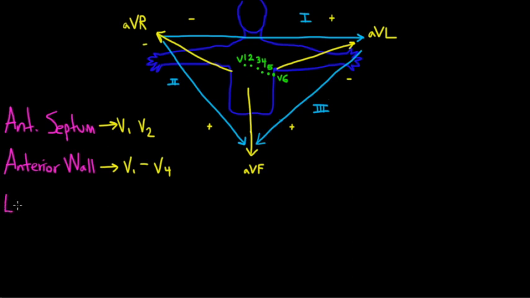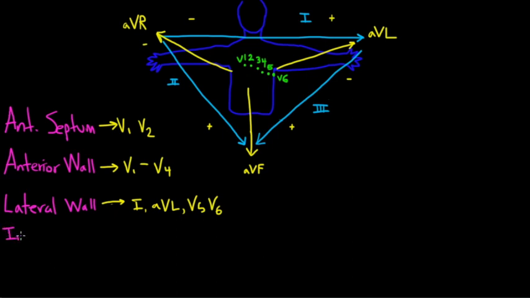What about the lateral wall? Now we have to think about what leads are really good at picking up action happening on the lateral side of the heart. So lead 1, AVL, and then leads V5 and V6. Those are considered lateral leads.